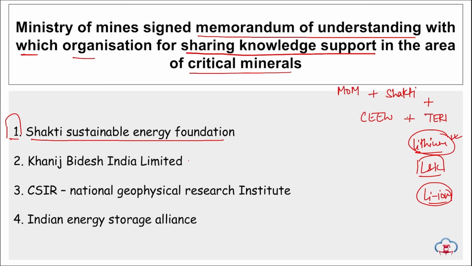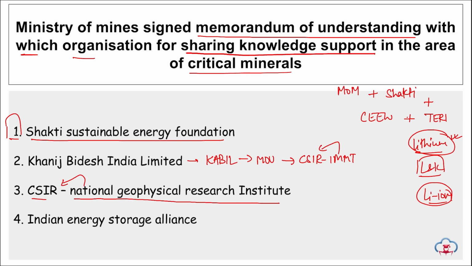Apart from this, if we talk about Khanij Bidesh India Limited, that is KABIL, they have recently signed an MOU with CSIR IMMT, that is Council of Scientific and Industrial Research, and their arm, Institute of Minerals and Materials Technology. And this MOU was for knowledge sharing and helping each other out for the critical mineral sector only. Correct? Then if we talk about CSIR, National Geophysical Research Institute, this is an arm of CSIR. Similarly, IMMT is also an arm of CSIR.